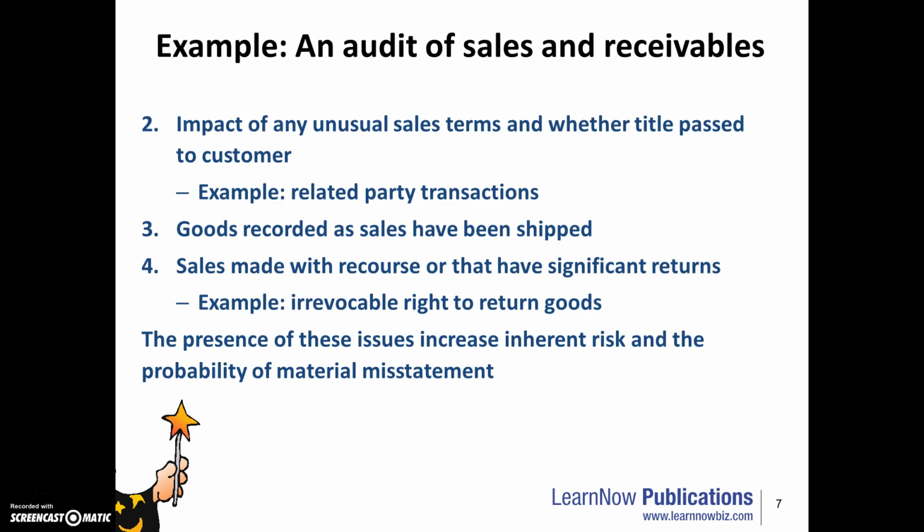Also consider the impact of any unusual sales terms and whether title has actually passed. Were there related party transactions? Were the goods recorded as sales and have they been shipped? If sales were made with recourse or have significant returns, for example an irrevocable right to return goods, the presence of all of these issues increases inherent risk and the probability of material misstatement.